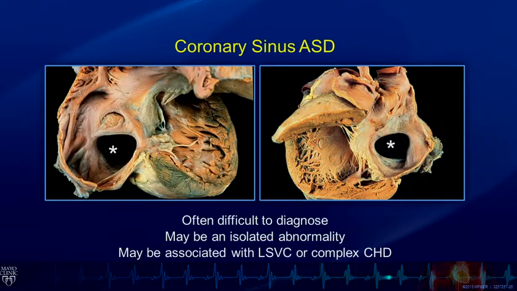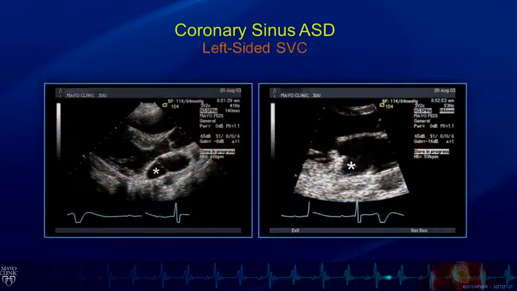Now, the least common type of atrial septal defect is the coronary sinus atrial septal defect, also known as the unroofed coronary sinus. Here we have two pathology images. The left panel is viewed from the right side of the heart, and the right panel is viewed from the left side of the heart. And the asterisk demonstrates the atrial septal defect in both images. So large coronary sinus with a communication between the left atrium and the coronary sinus. These can be quite difficult to diagnose by echocardiography. They're often an isolated abnormality, but they may be associated with complex congenital heart lesions or a left-sided superior vena cava. And let's look at a real-time example.